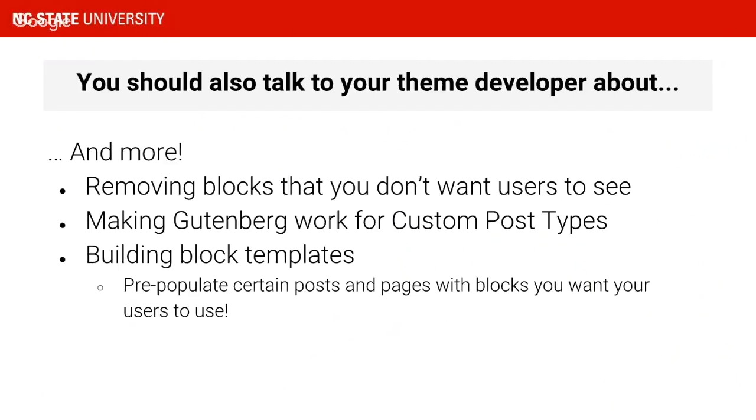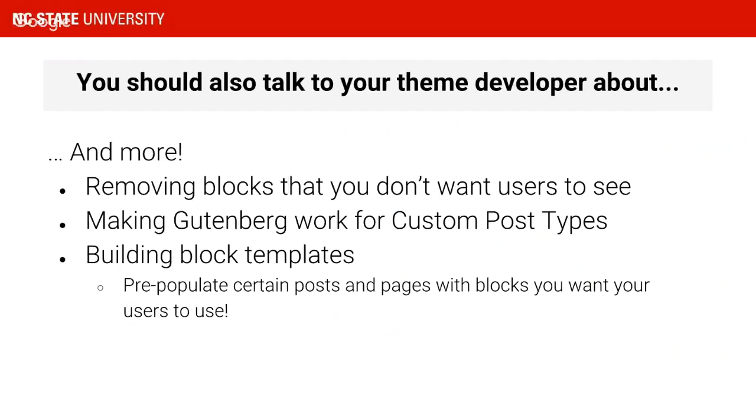You also have options to remove blocks that you don't want users to see. There are some blocks that are a little bit confusing, and if you don't think people are going to use them, like the verse block because you don't have poetry, you can remove that block so it's not there to confuse people. You can also make sure that Gutenberg works with custom post types. You'll need to make sure that any custom post type is available in the REST API so that Gutenberg can access it, because that's how it works. You'll want to do some work to make sure everything works seamlessly with Gutenberg.